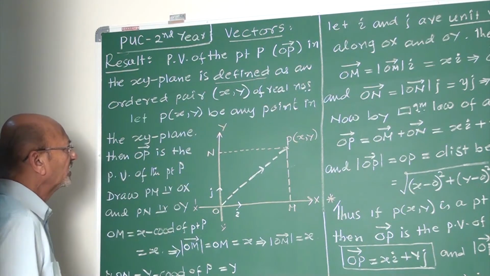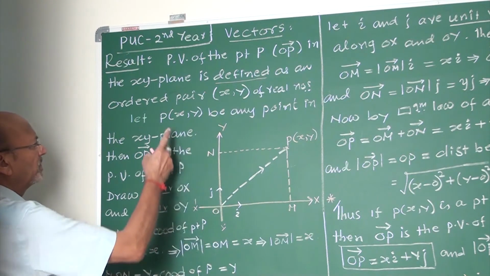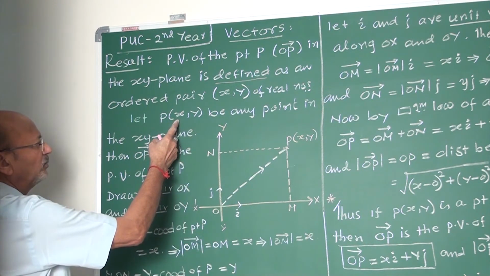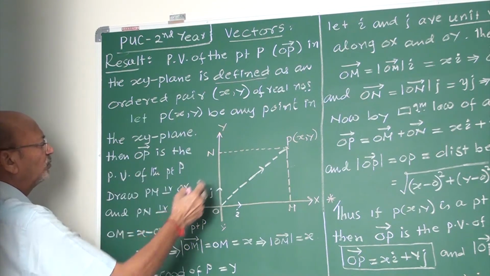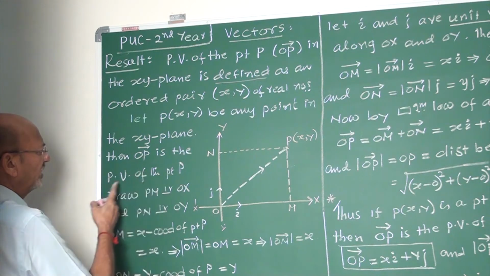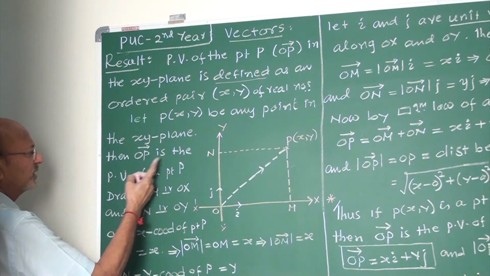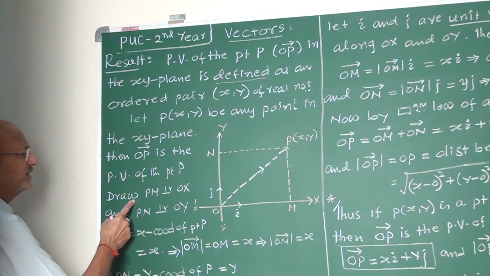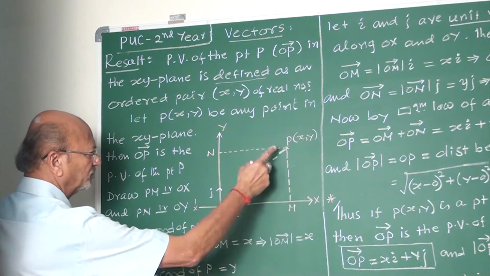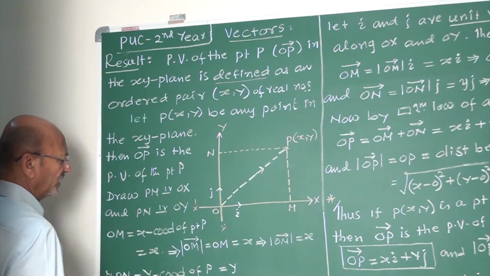Yes, my friends, some deduction is there. Let P(x, y) be any point in the XY plane, then OP equal to (x, y) is the position vector of the point P. Draw PM perpendicular to OX, and PN perpendicular to OY.